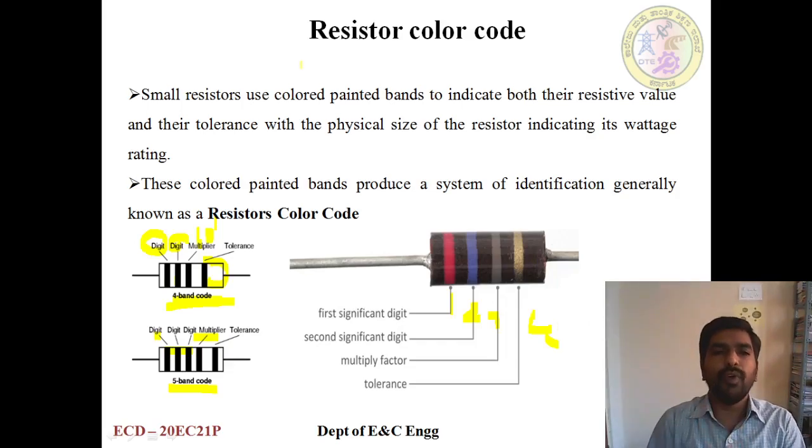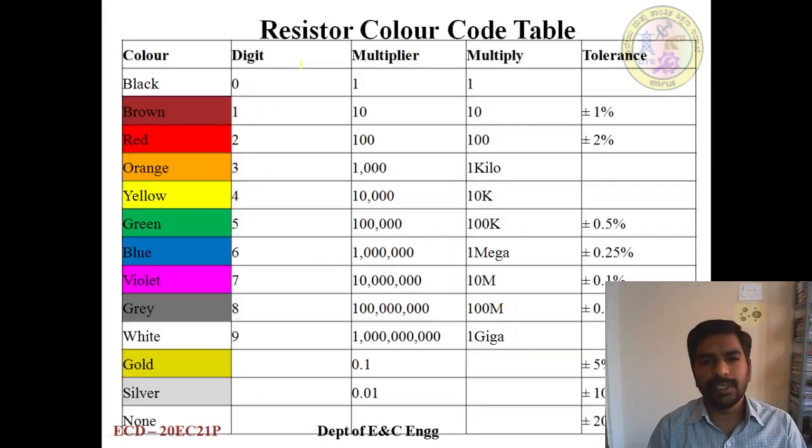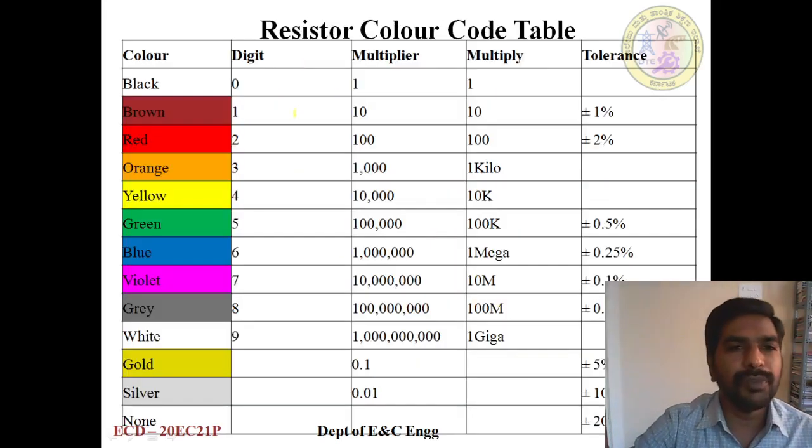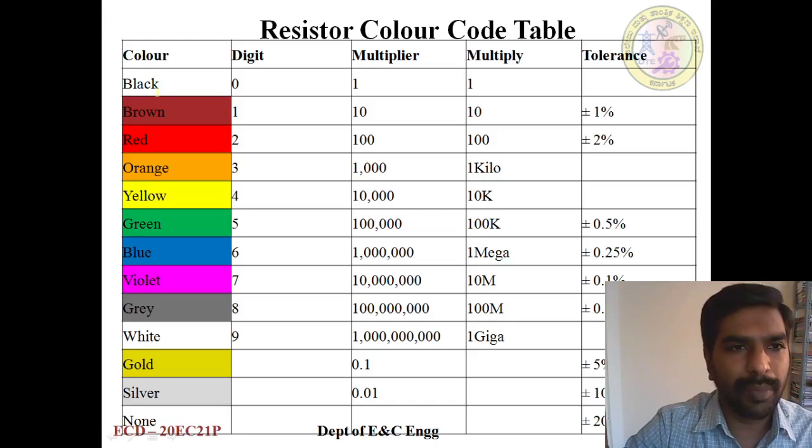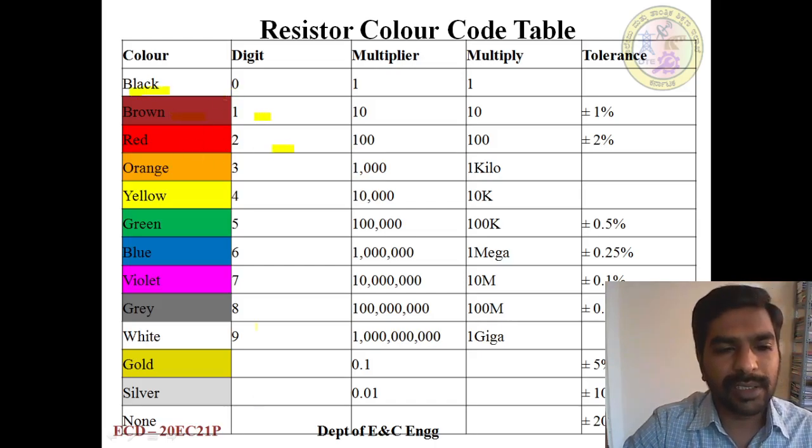Resistor color code may have 4 bands or 5 bands. Some resistors may have 6 bands. This is called resistance color code. Each color has a specific number, as I have told in a previous slide. Black means 0, brown means 1, and red is 2. Like this there are 9 colors, and there is also gold, silver and none.